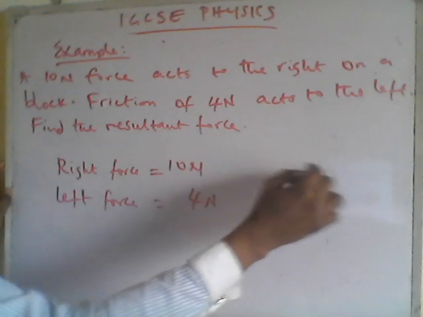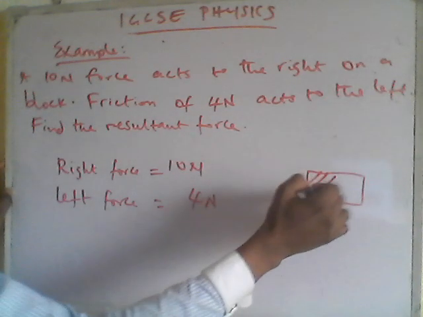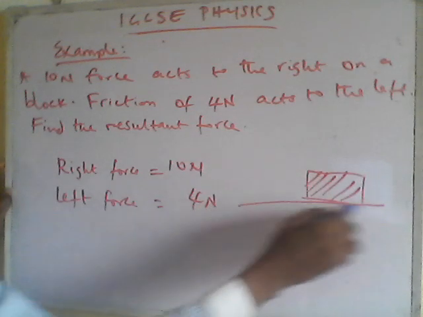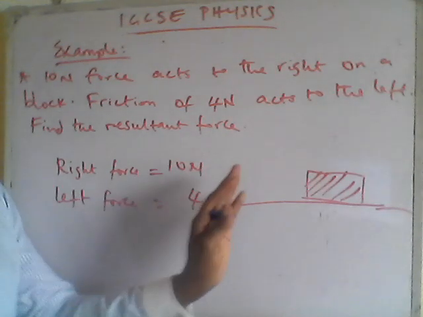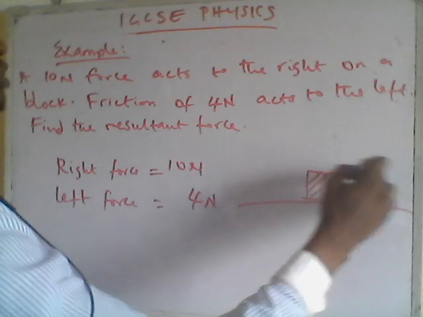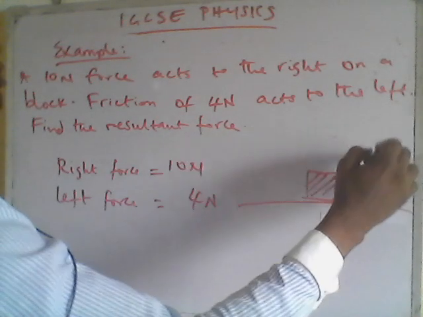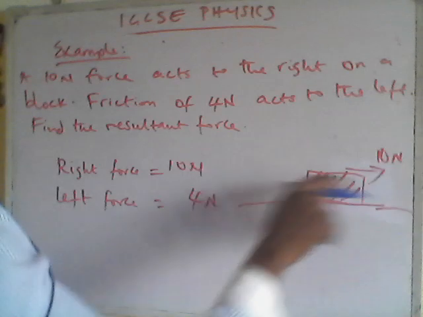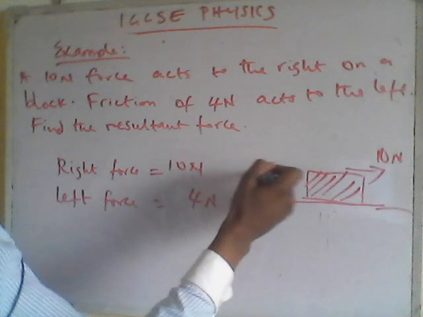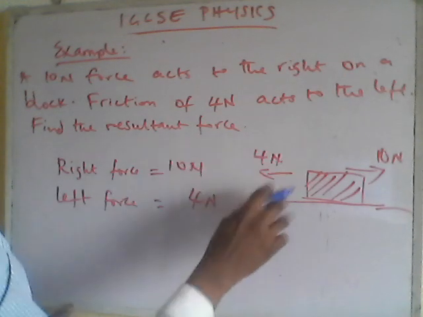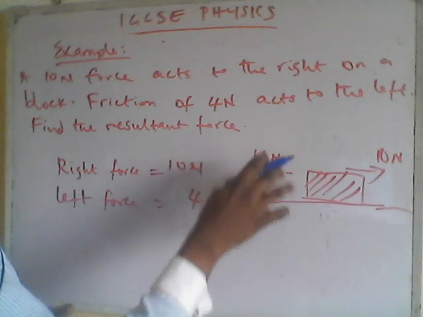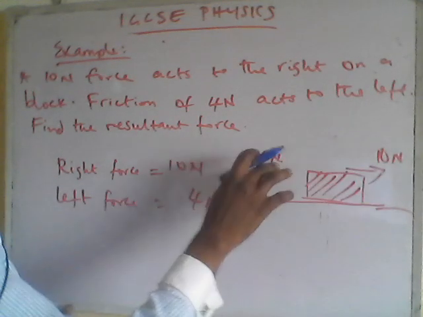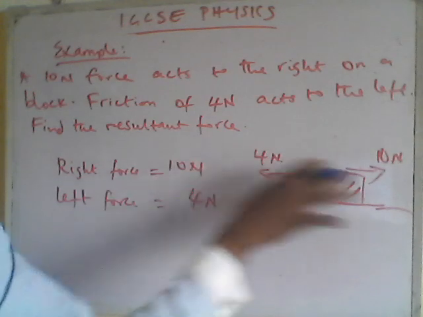So this is the body at rest, right? There's a right force. The right force is 10 Newton, going this way, pushing the body this way. And the left force is going this way, 4 Newton, pushing it this way. So this 4 Newton is not enough to cancel out this one.